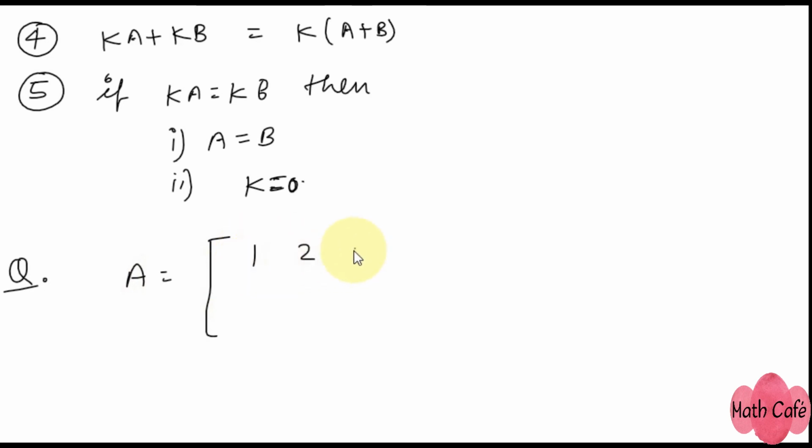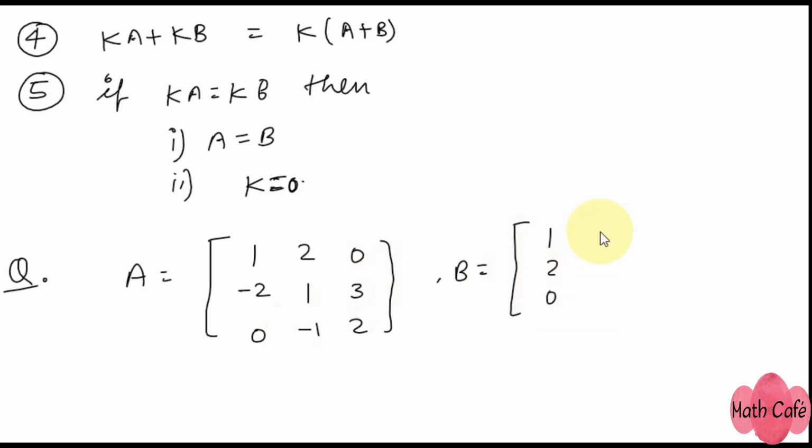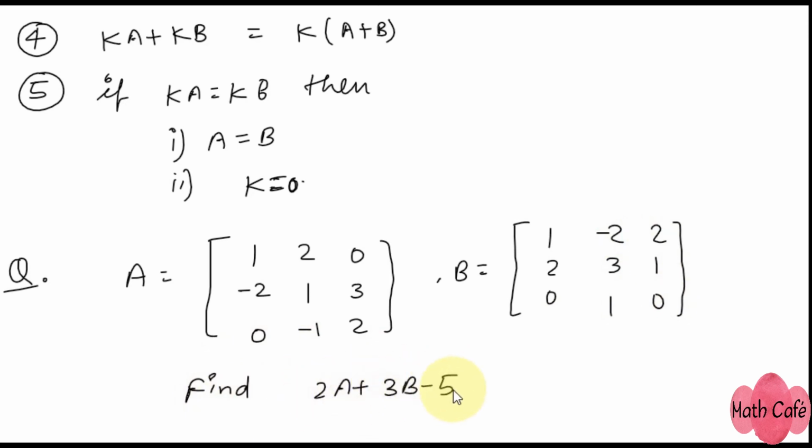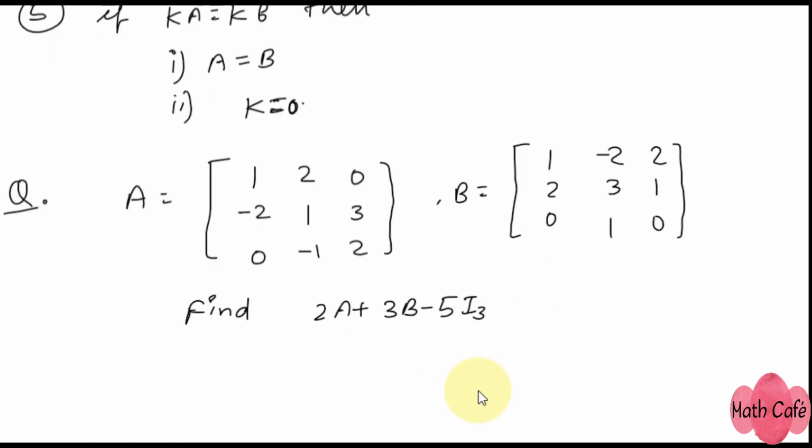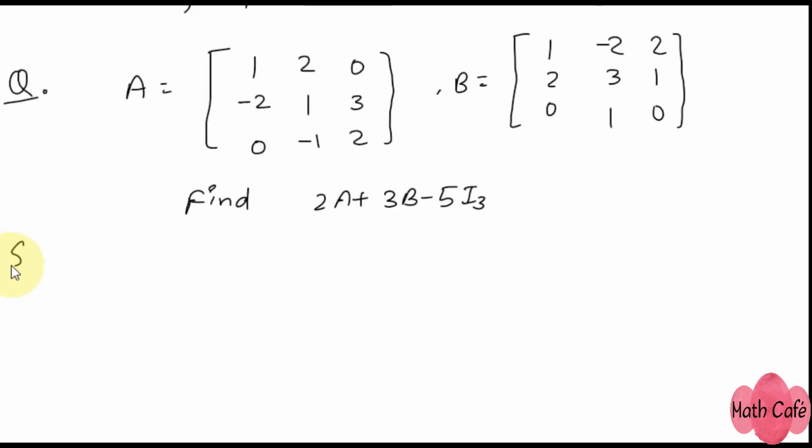Let's say any matrix A is represented by 1, 2, 0, -2, 1, 3, 0, -1, 2. Alright, and another matrix B is represented by 1, 2, 0, -2, 3, 1, 2, 1, 0. Then we need to obtain the value of 2A plus 3B minus 5I3.